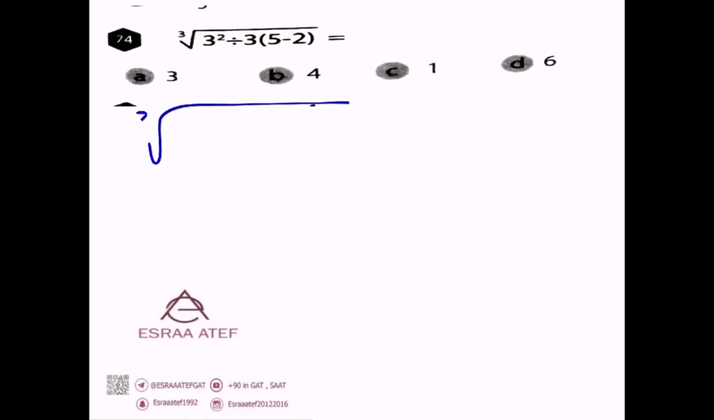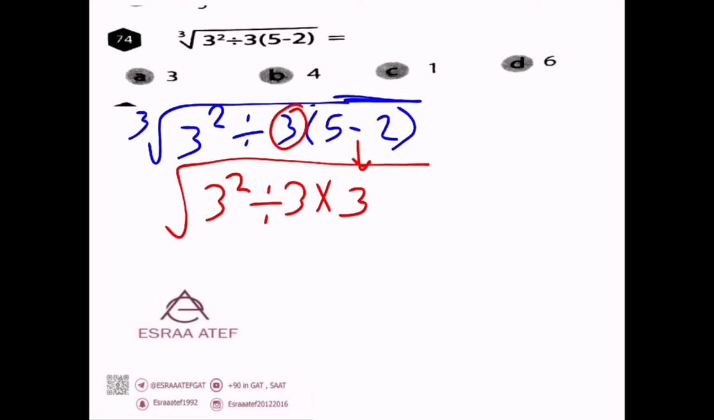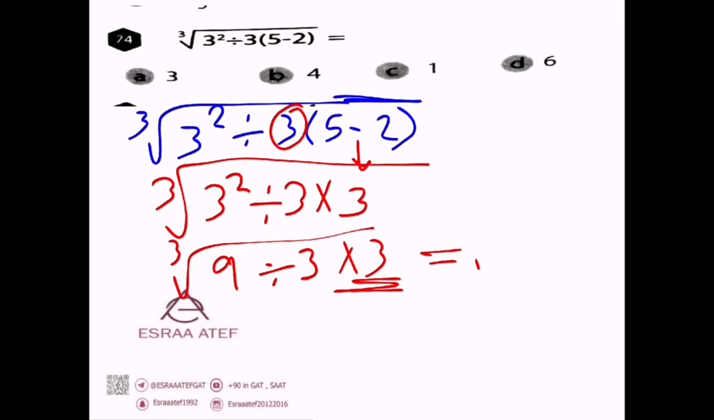Here we have the cubic root of 3 squared divided by 3 times 5 minus 2. Here we will solve by the order of operations. How can we do it? First, 5 minus 2 will be 3. Here we have 3 times 3, and here we have dividing and the 3 squared and the cubic root of all of them. 3 squared is 9. 9 divided by 3 will be 3. And then 3 times 3 will be 9.